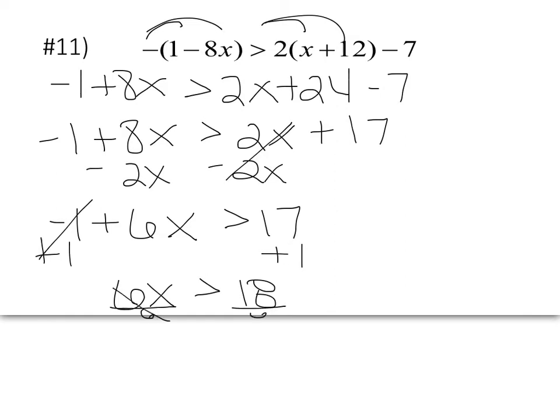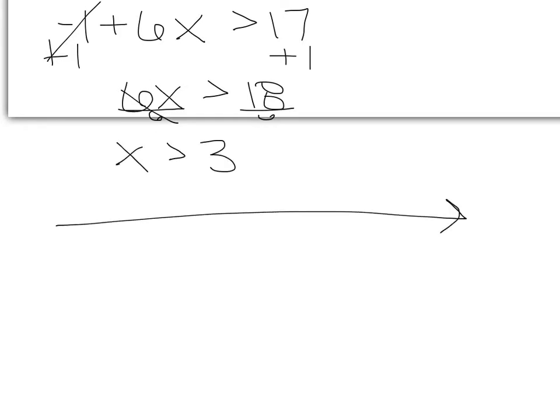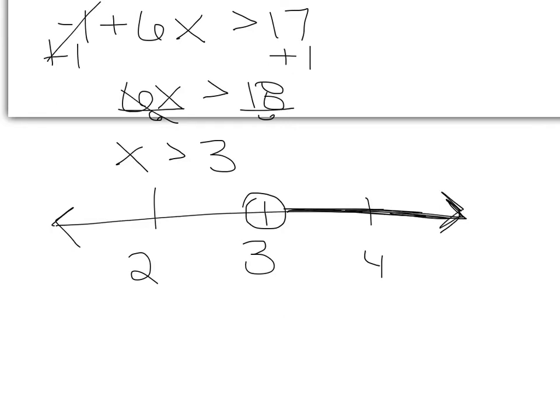Divide both sides by 6. And you're going to get x is greater than 3. Okay, so when we graph, this will be 3, 4, and 2. My variable is first, so we're going to shade the way the arrow is pointing. It's going to be an open circle, and the arrow is pointing this way. This would also be a parenthesis if they wanted parentheses instead of circles.